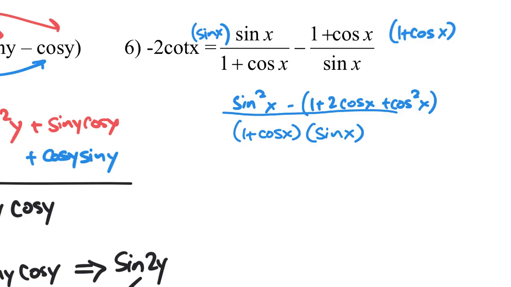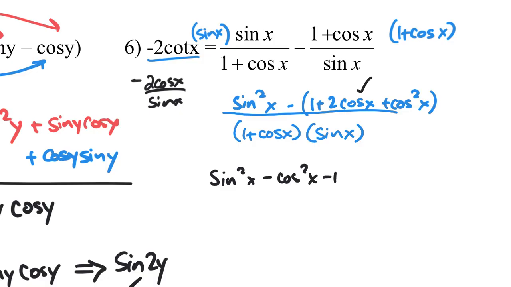Good. So now what I can do is start rearranging things. I know that if I'm heading towards negative 2 cotangent x, I could expect something like this as my second to last step. So I kind of like seeing that 2 cosine x in my numerator. Now I got to deal with all the other stuff. So I'm going to rearrange things, and I'm going to write that numerator as sine squared x minus cosine squared x minus 1 minus 2 cosine x.